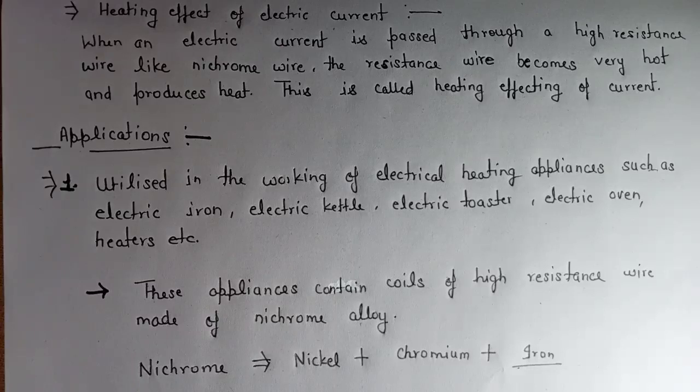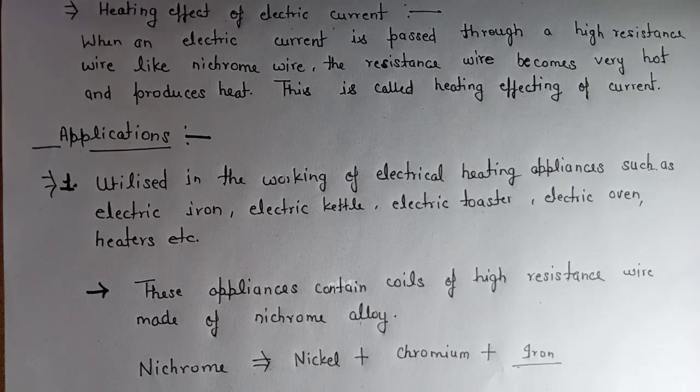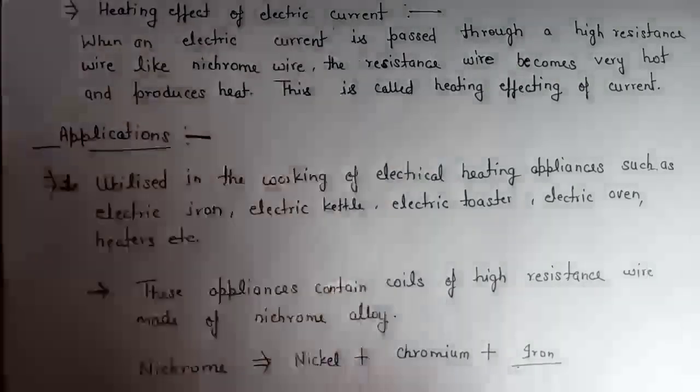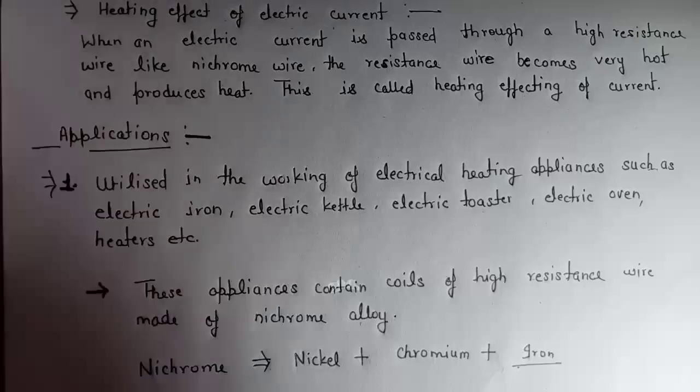When an electric current is passed through a high resistance wire like nichrome wire, the resistance wire becomes very hot and produces heat. This is called the heating effect of electric current, and we have discussed these points. In applications, you can see there is a line. Heating effect of electric current is utilized in working of electric heating appliances like electric iron, electric kettle, electric toaster, electric oven and heater. So many are here.